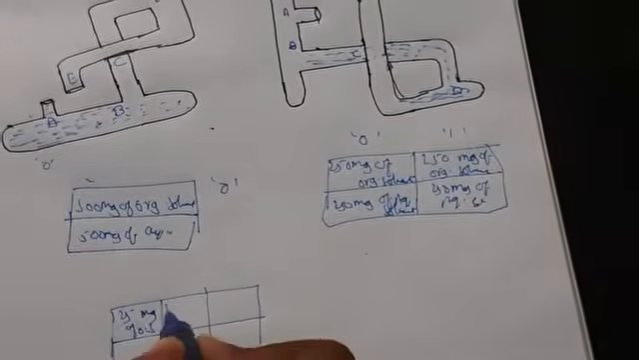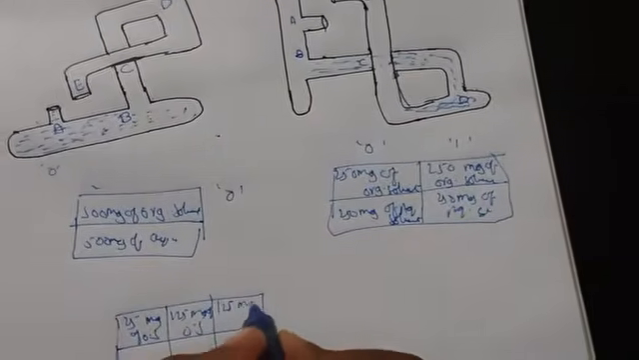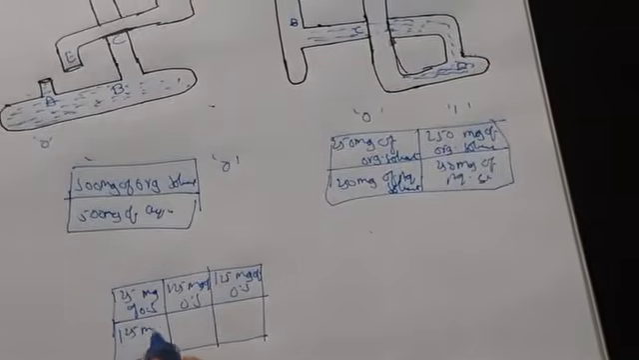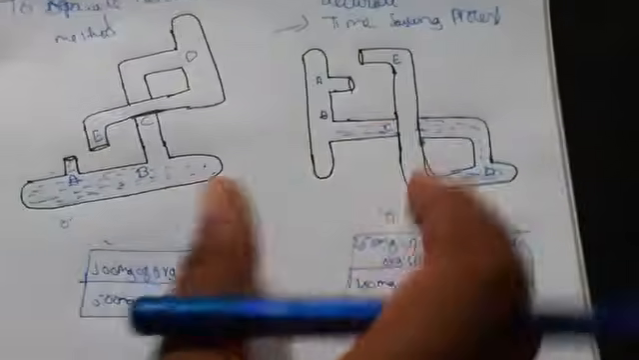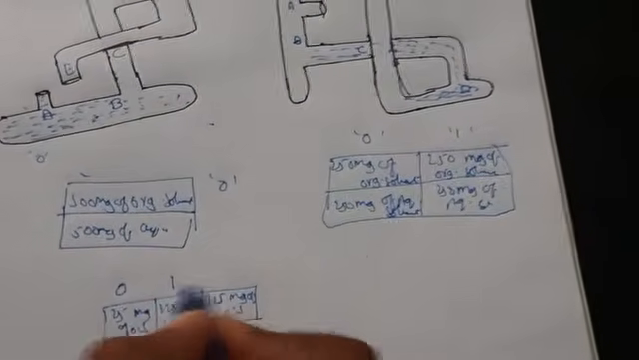125 mg of organic solvent, and here 125 mg of aqueous solvent. So here what is happening, after this position again I am keeping this one in the original position. So this is funnel 0, 1, 2.